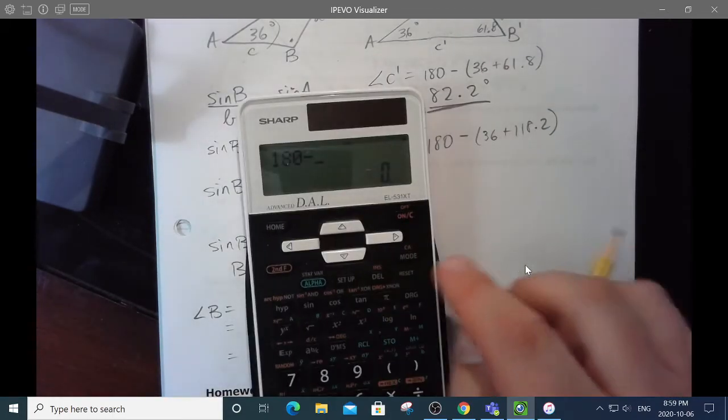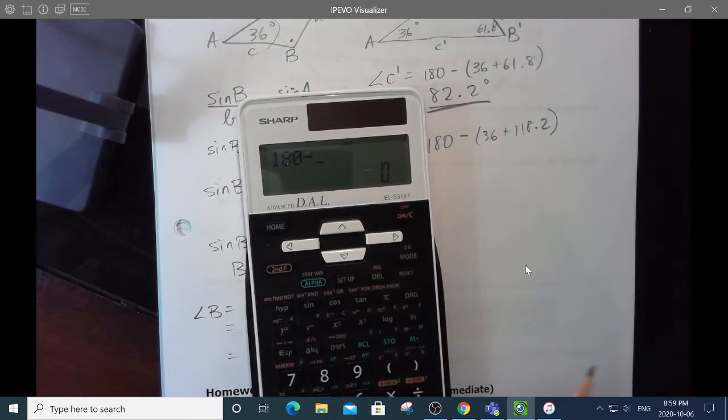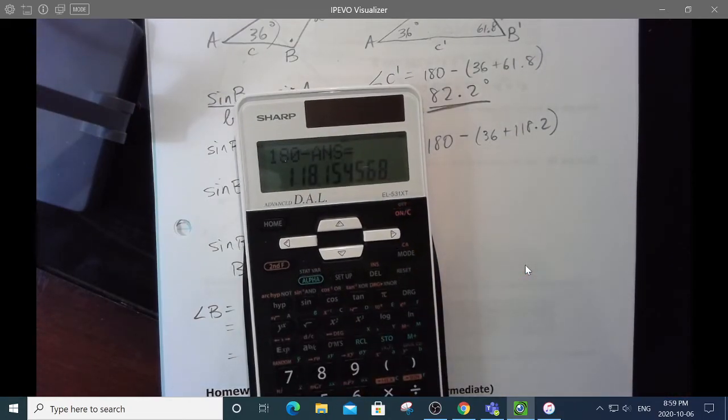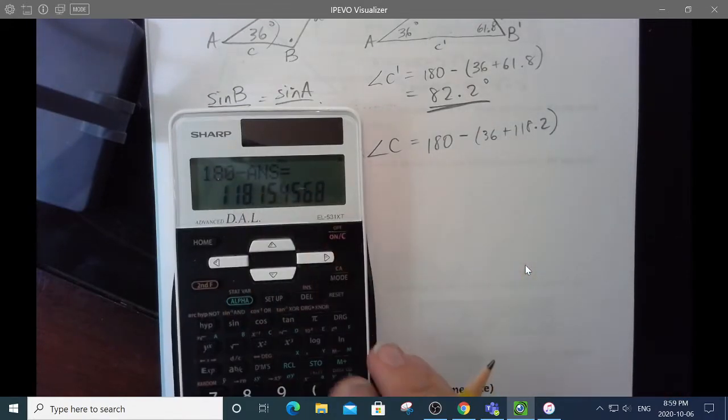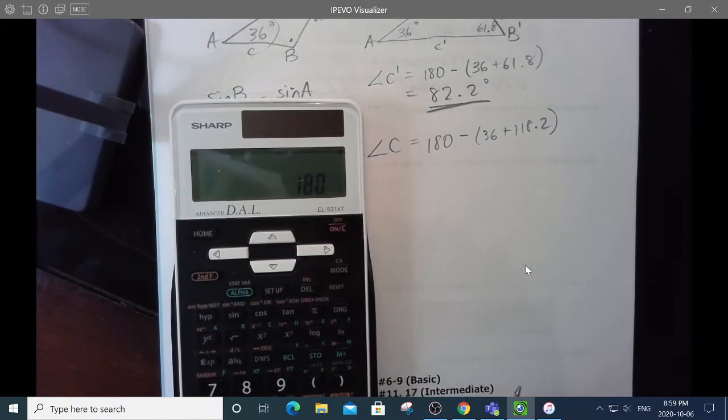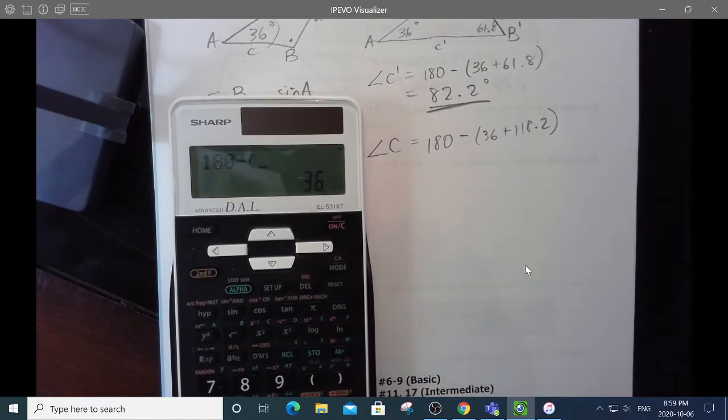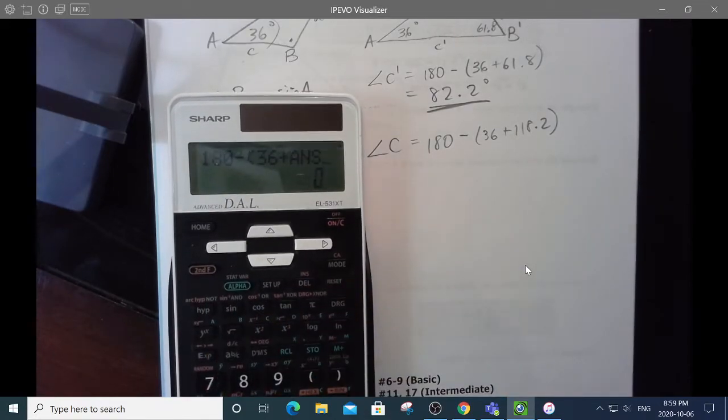So 180 minus the answer. There we go. That's the one number I want. So I want 180 minus 36 plus that number. So 180 minus, open a bracket, 36 plus my answer.